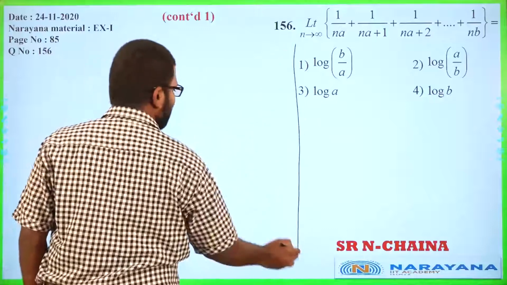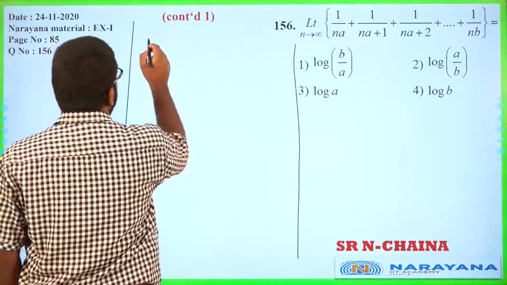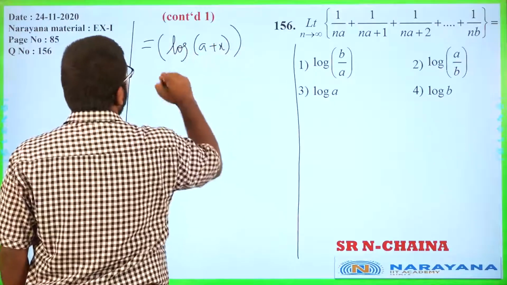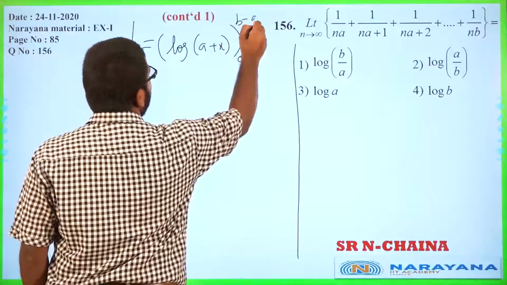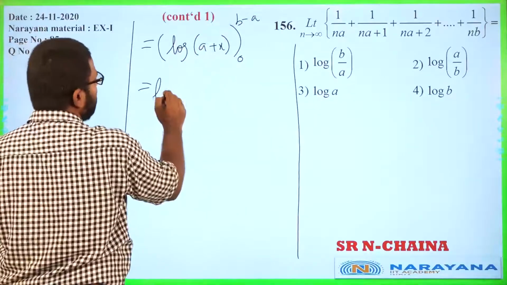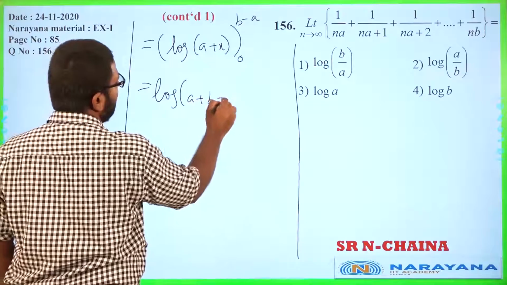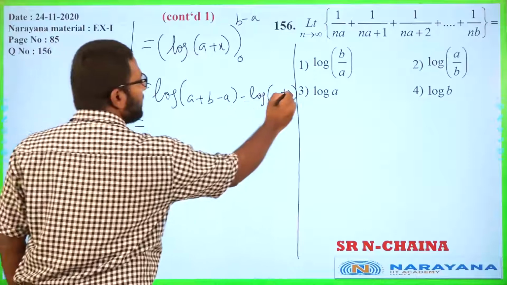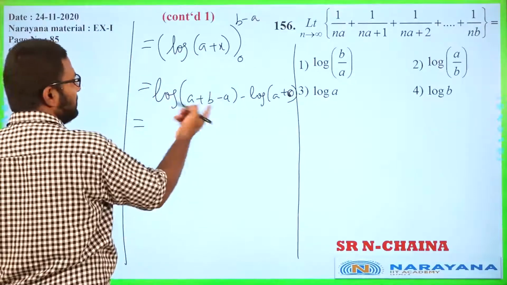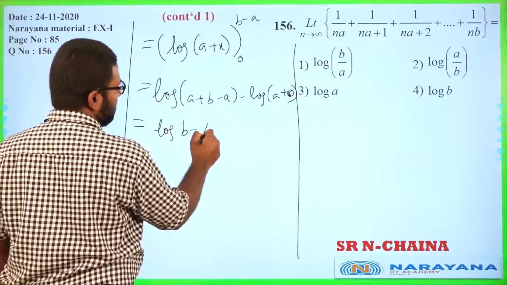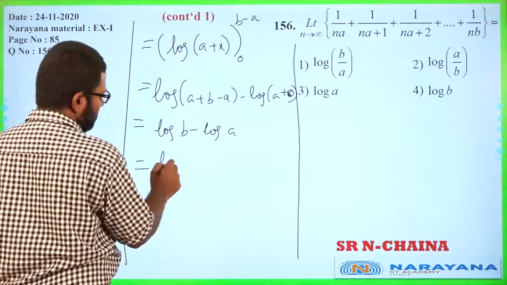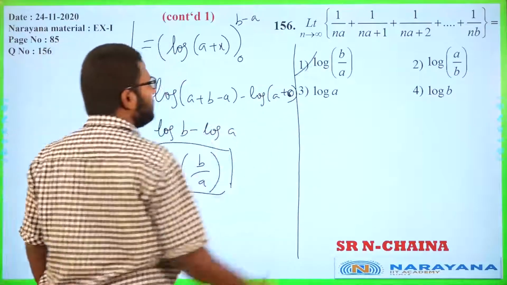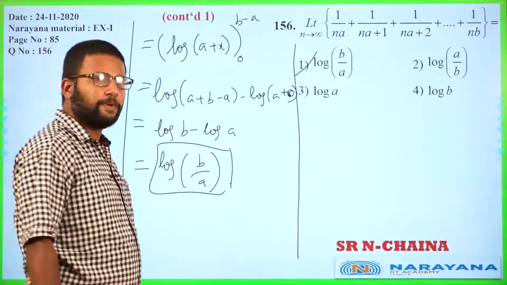Integral 1 by a plus x would be log of a plus x, going from 0 to b minus a. Now substitute: log of a plus b minus a, minus log of a plus 0. So this is simply log b minus log a, which is log of b by a. Correct? Option 1. Done? Okay, then let us proceed.